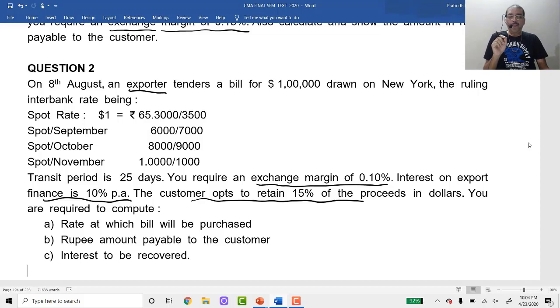So you have to know that first of all, $1 lakh is not converted. Second, interest will be charged, so interest will be calculated. Like this, every problem will have a new adjustment as compared to what you have done earlier. So first, the rate at which the bill was purchased, rounded up to the nearest multiple of 0.0025. Rupee amount payable to customer: whatever is the rate multiplied by not $1 lakh, but $85,000. And the interest to be recovered at the given rate, 10% for 25 days, so into 25 by 365. So let us see how to solve this question.